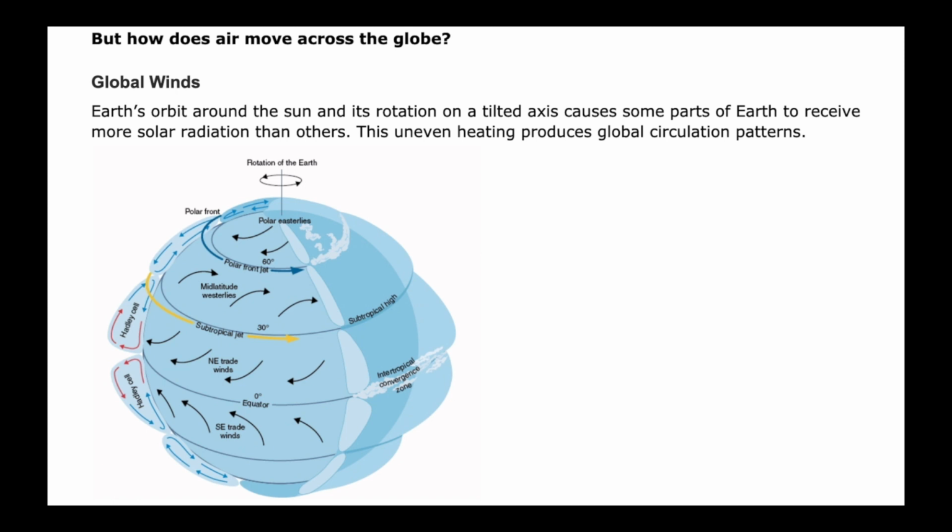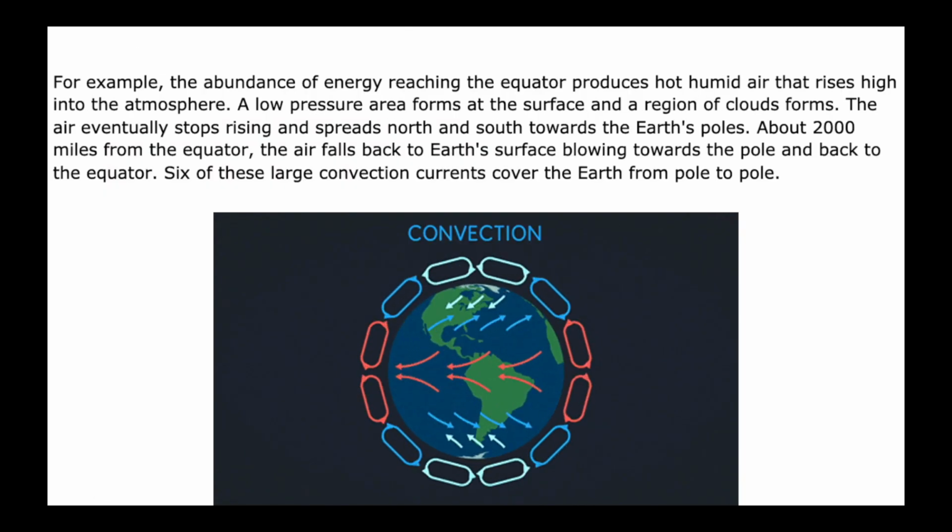This causes uneven heating. For example, the abundance of energy reaching the equator produces hot, humid air that rises high into the atmosphere. A low-pressure area forms at the surface, and a region of clouds forms. The air eventually stops rising and spreads north and south towards the Earth's poles. About 2,000 miles from the equator, the air falls back to Earth's surface, blowing towards the pole and back to the equator. 6 of these large convection currents cover the Earth from pole to pole.